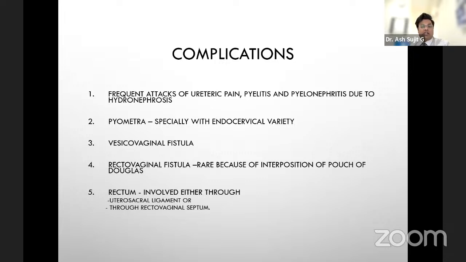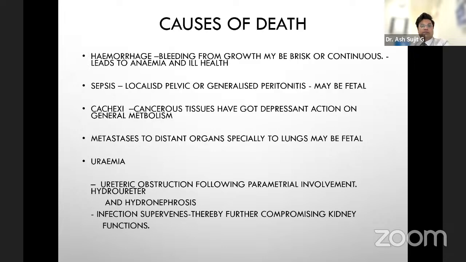There might be pyometra, especially in cases of the endocervical variety. Because of the extent of the cervical cancer, you might land up with vesicovaginal fistula or rectovaginal fistulas. The rectum can be involved either through the uterosacral ligament or through rectovaginal septum spread.